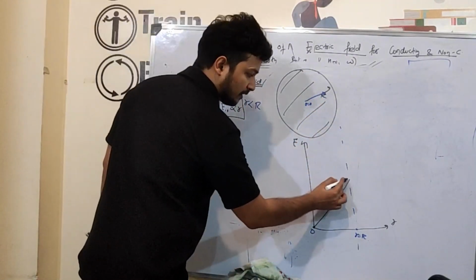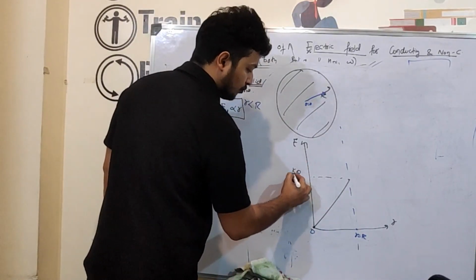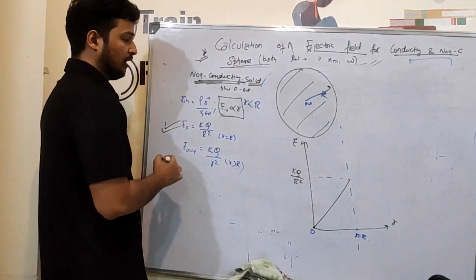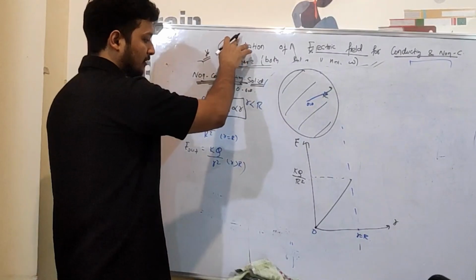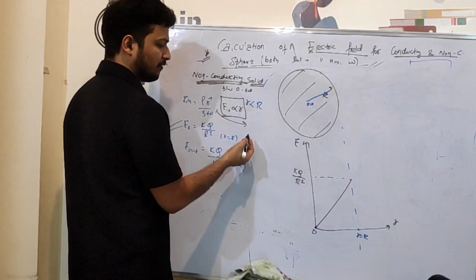At this point, the value of electric field will be equal to what? K q by R square, which is also proven by this. If you are thinking, sir, how will we get this value from this value, you don't have to do anything, just write the value of charge density.